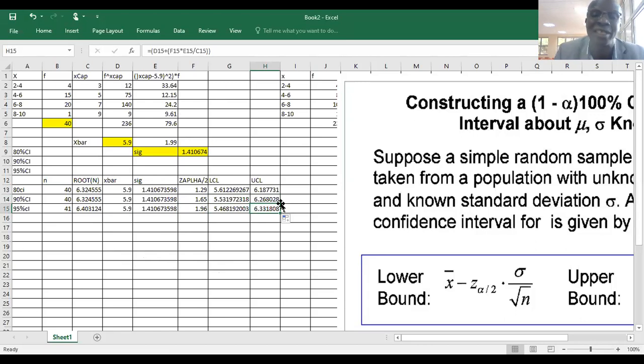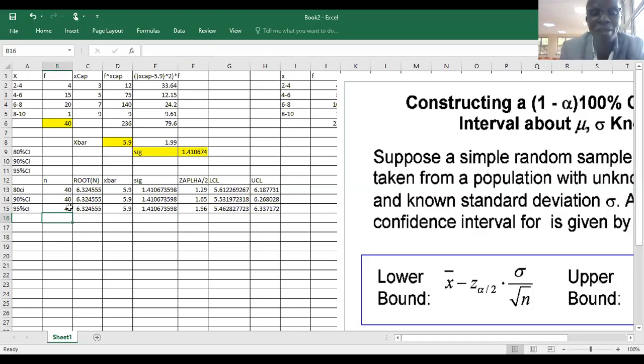95% confidence interval. Your N is at 41. Just change it to 40. It will affect the numbers. See that? Are you seeing those things?